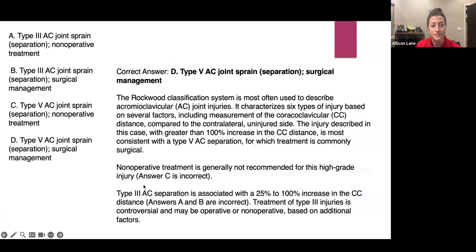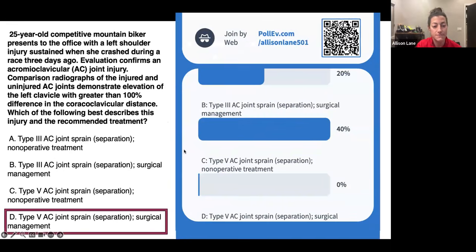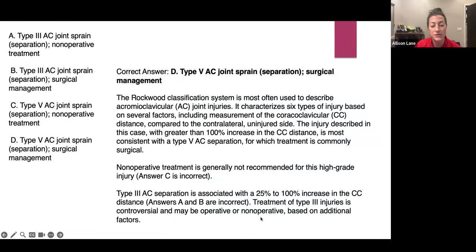The answer is D. So Rockwood is what we use for classification mostly. And when we talk about greater than 100% increase in the CC distance, this is a type 5 separation, which is surgical. Non-operative is generally not recommended for this high of an injury, so that is why C is wrong. And then type 3 separation only has that 25 to 100, so it's capped at 100. That's the type 3. That's why B is wrong. And then A is wrong just because it's not non-operative necessarily.